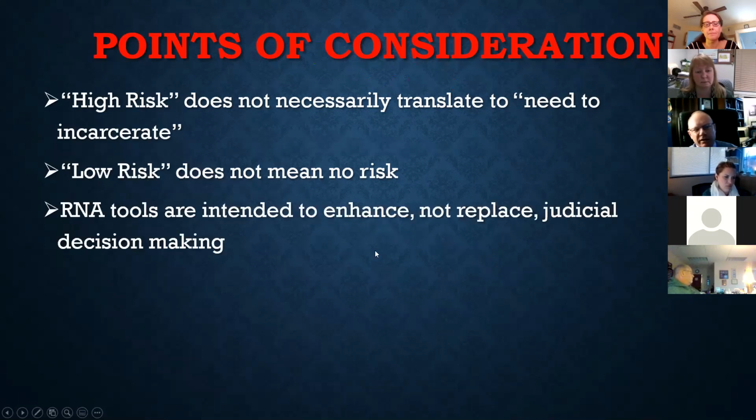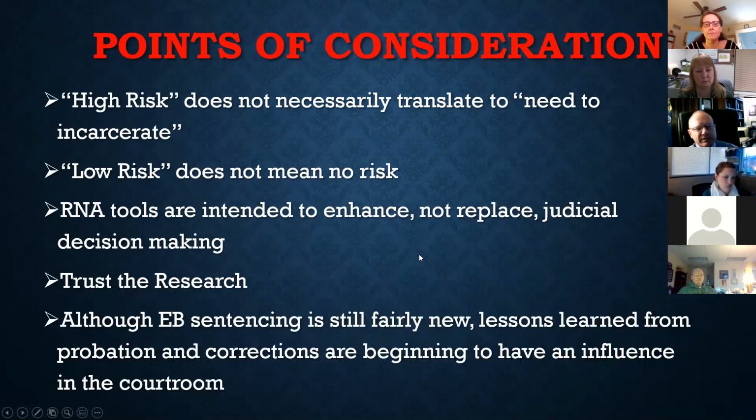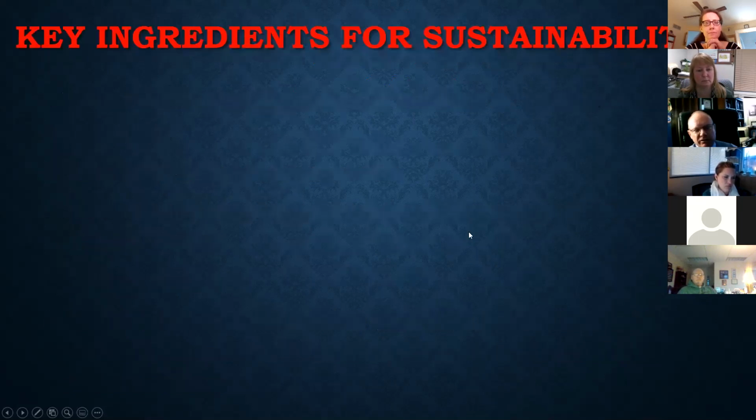RNA tools are intended to enhance, not replace, judicial decision-making. Trust the research. Although EBP sentencing is fairly new, lessons learned from probation and corrections are beginning to have an influence in the courtroom. And I know some of the judges in Dauphin County, I asked them, they speak at these judicial education centers. They like the tool. They find it very informative.